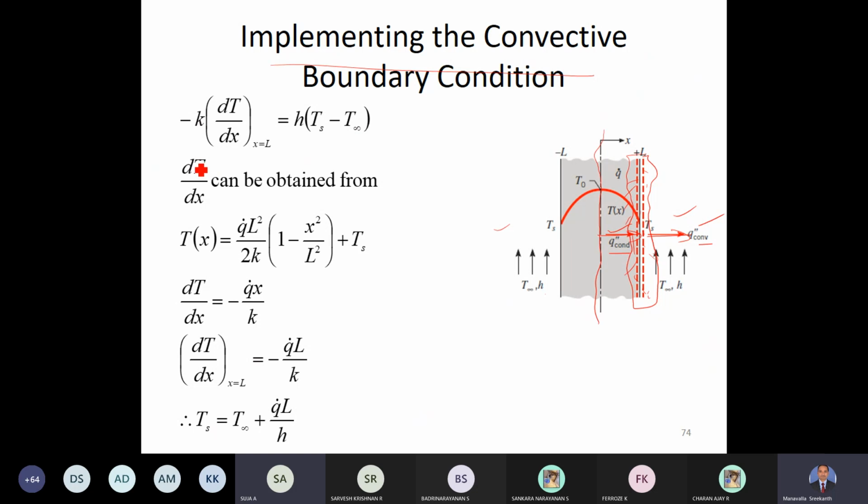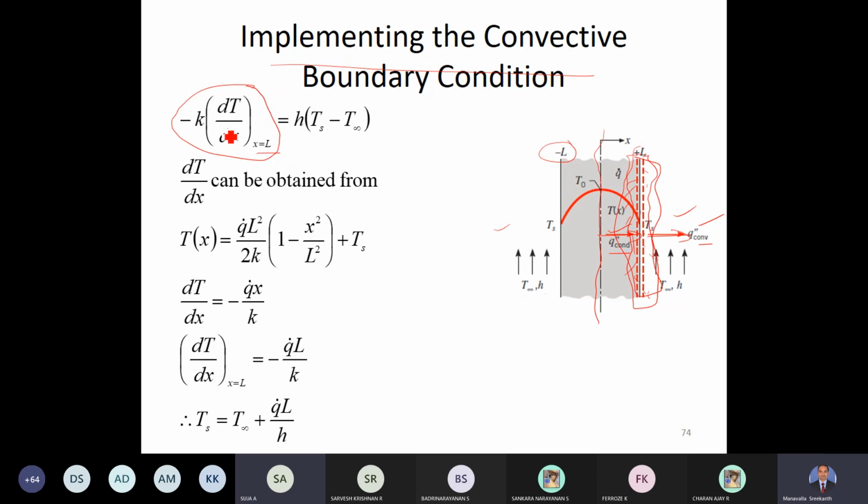Now you look at this equation: minus k dT/dx at x equal to L. What is x equal to L? This outer boundary on the right is x equal to L. x equal to minus L is here. Because it's not convenient to deal with negative signs, we'll keep it simple and deal with the positive sign, so x equal to L. We try to evaluate the heat conducted. Now, is minus k dT/dx the heat conducted?